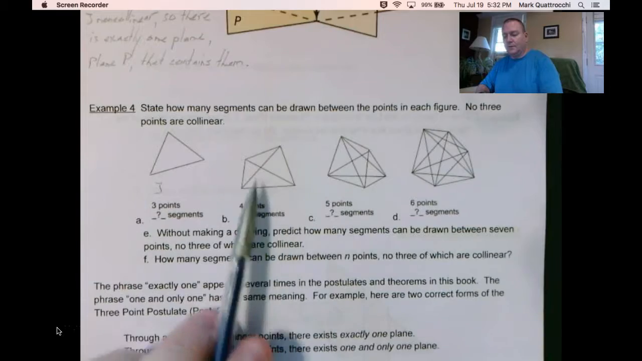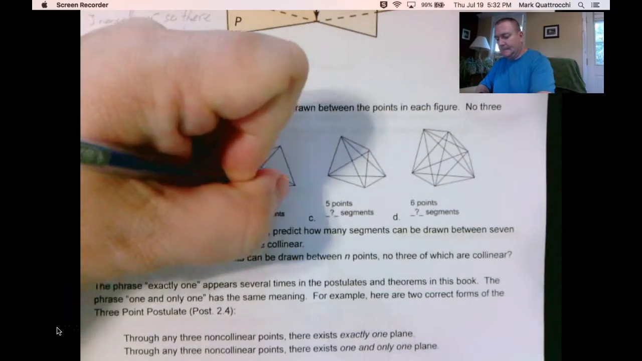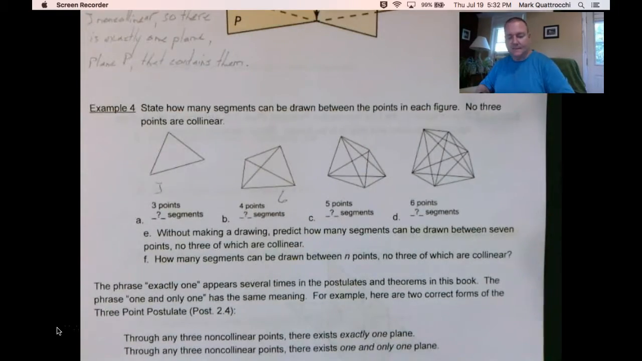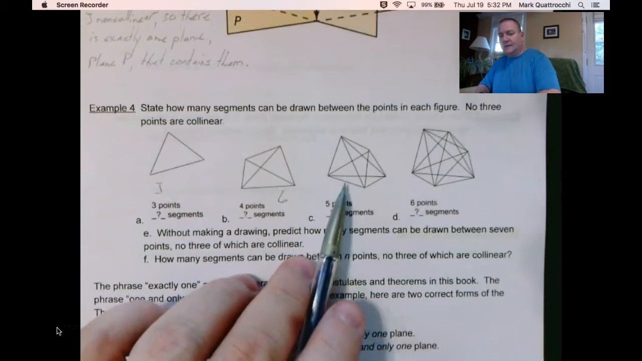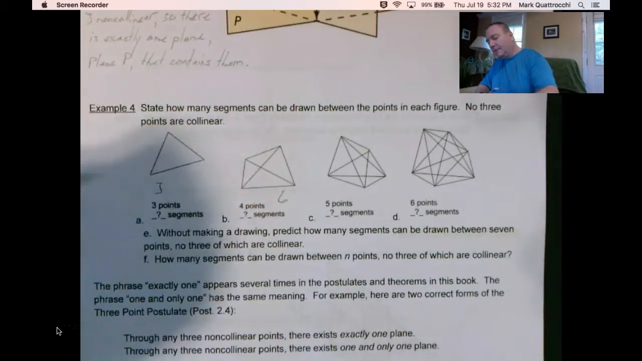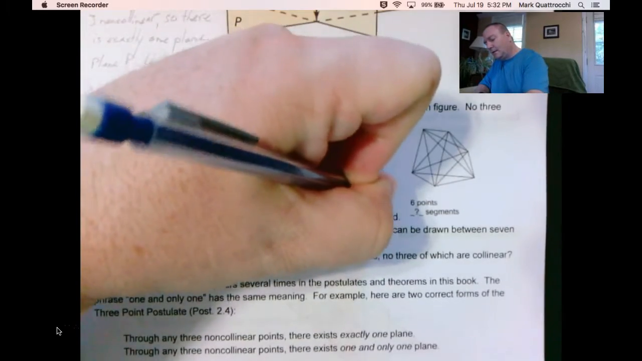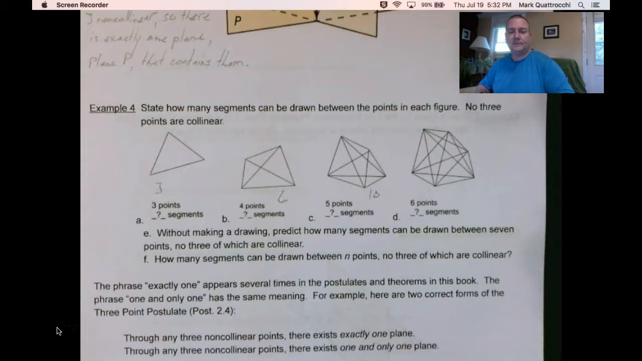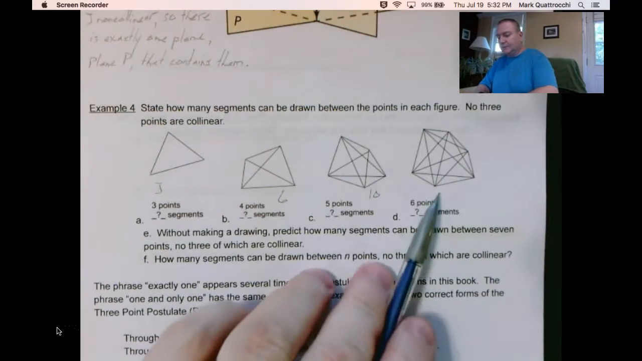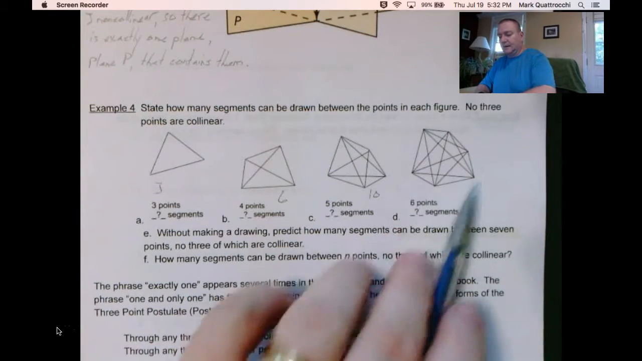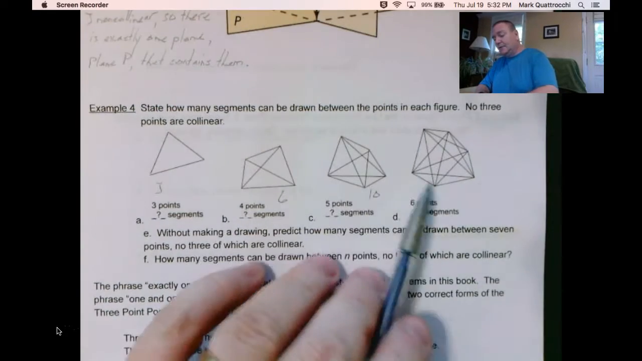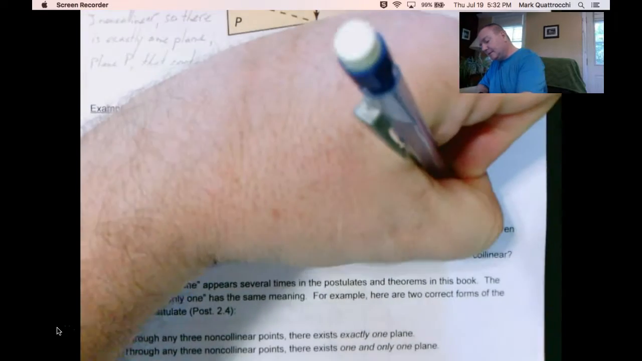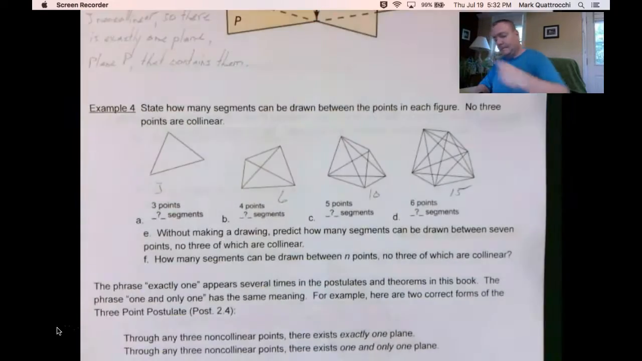1, 2, 3, 4, 5, 6 segments connect them. If we have 5 points, how many segments connect them? I'm not going to count them all right now. There are 10. You can count them. If there are 6 points, making a hexagon, then again, I'm not going to count all the segments, but you can count them. There are 15 segments here. Okay, so that was part D.